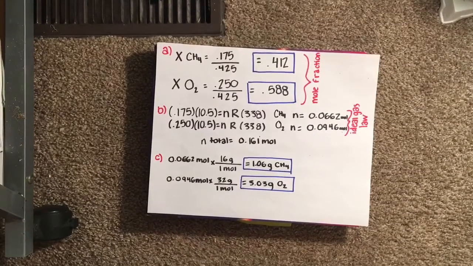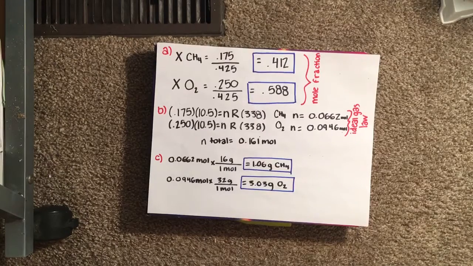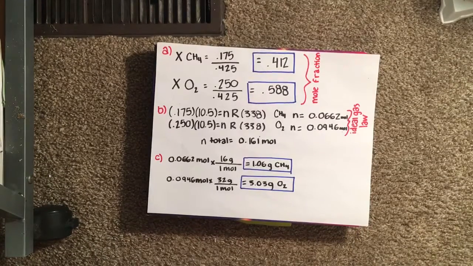If you multiply everything and then divide, you get for CH4 that the moles is equal to 0.0662 moles, and for O2, 0.0946 moles. And then if you add these two together, you get the total moles, which is 0.161 moles. For part C, it asks us to calculate the number of grams of each gas in the mixture.